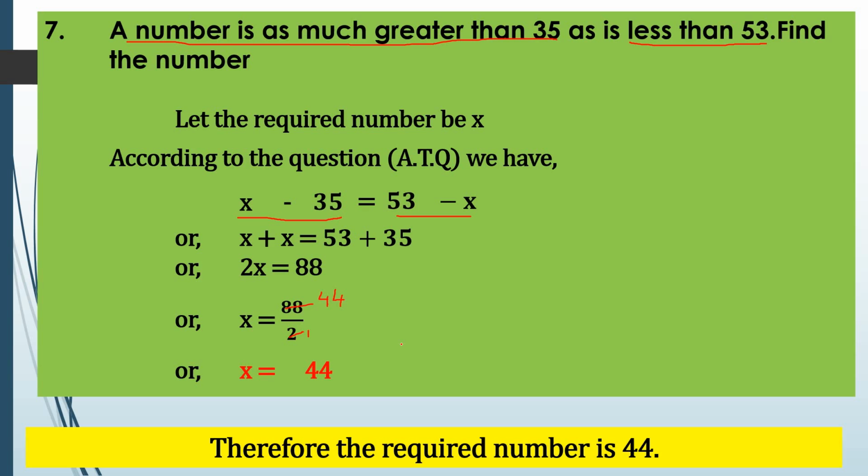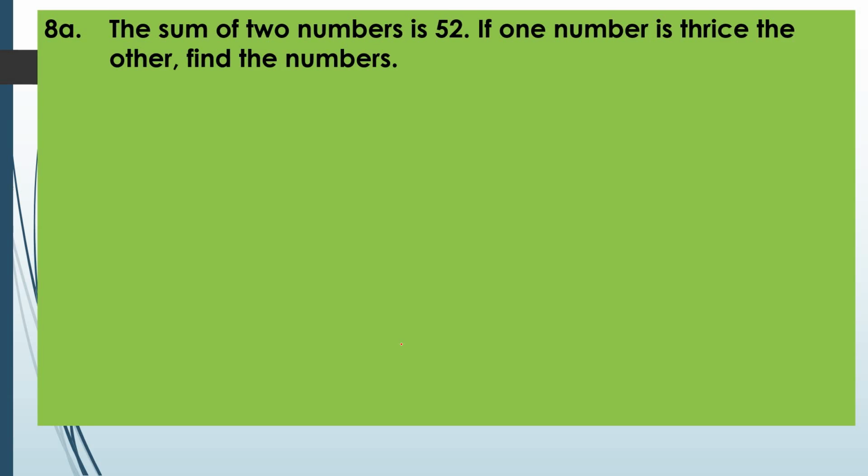Okay, let's take one last question. The sum of two numbers is 52. The sum of how many numbers? Two numbers is how much? 52. Okay, this is one condition. If one number is thrice the other, so one number is greater than another number by how much? 3 times. Find the numbers. This is the second condition. So let us assume the number to be x.